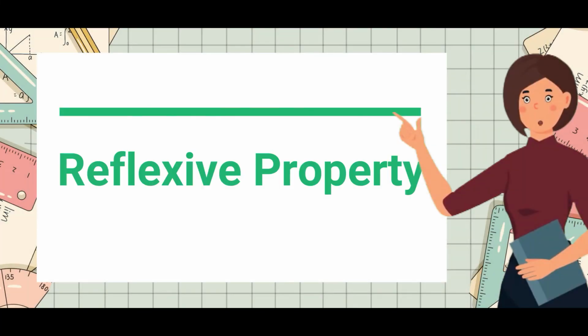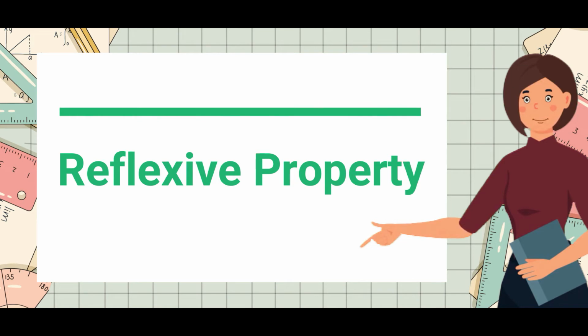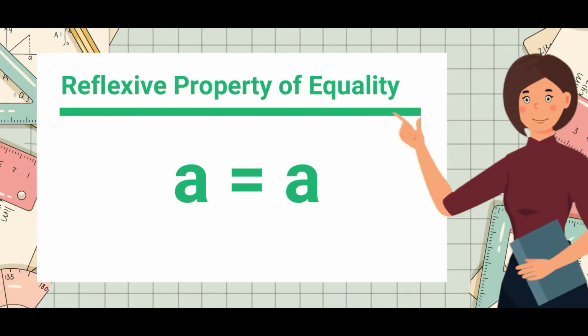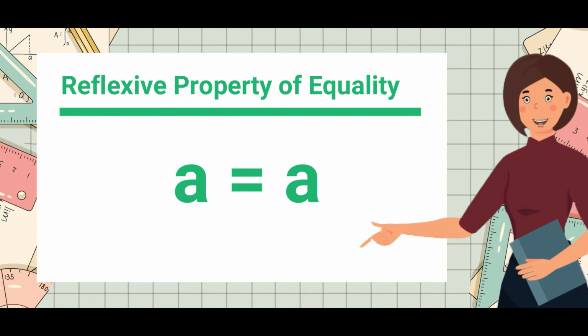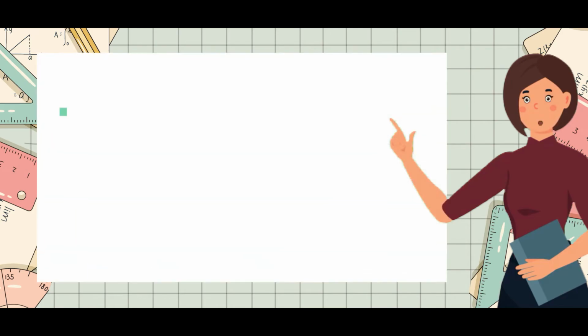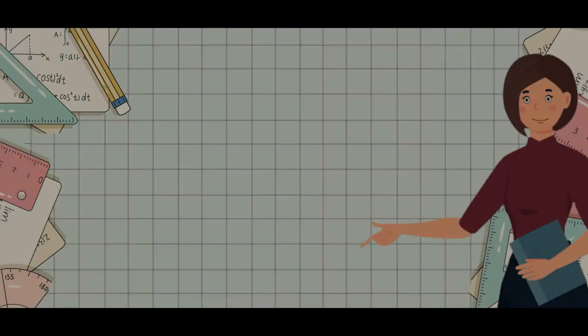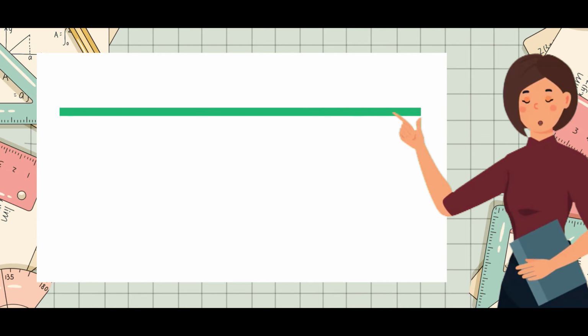Now let us discuss the reflexive property. The reflexive property states that a number, a figure, or an object is always equal or congruent to itself. For the reflexive property of equality, if A is a number, then A equals A. For the reflexive property of congruence, if line segment AB is a line segment, then line segment AB is congruent to line segment AB.